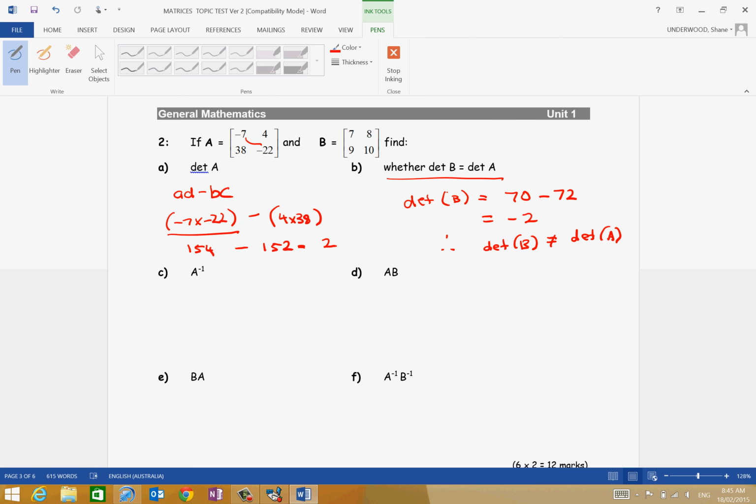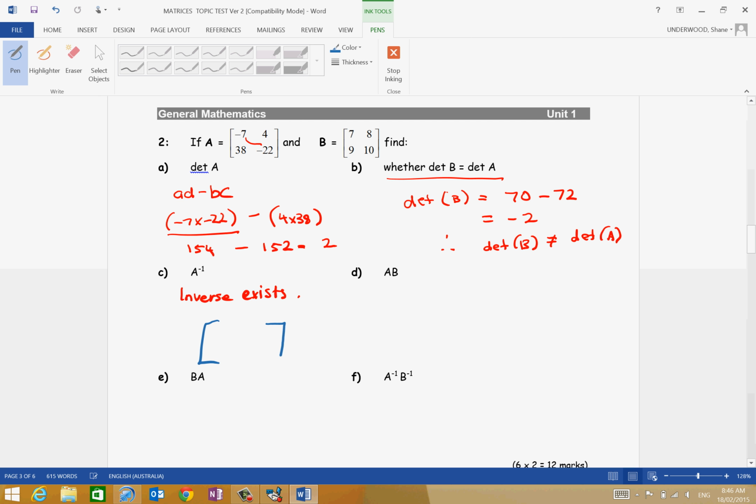Okay, now let's find the inverse. Remember, the first step for the inverse is we need to find the determinant. Determine if it's non-zero. So we ask ourselves, is the determinant of A 0? No, it's not. So an inverse exists. We know that. So what do we need to do? Well, I'm going to do it fairly quick because we've done it a fair few times.